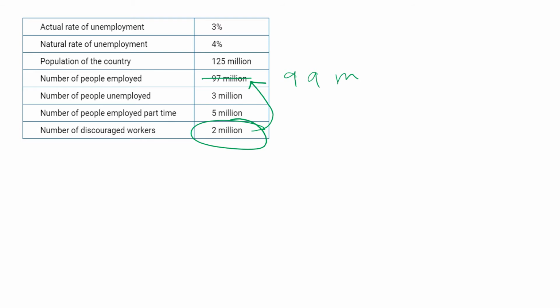And we're still going to calculate the size of the labor force the same way, right? It's employed plus unemployed. So 99 plus 3, pretty simple math, 102 million, okay? But you'll notice that the number of unemployed people hasn't changed at all, right? The number of employed people changed, but not the number of unemployed people.